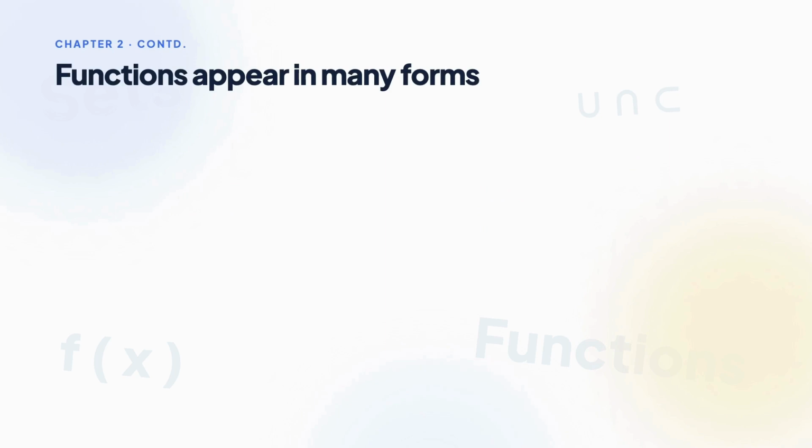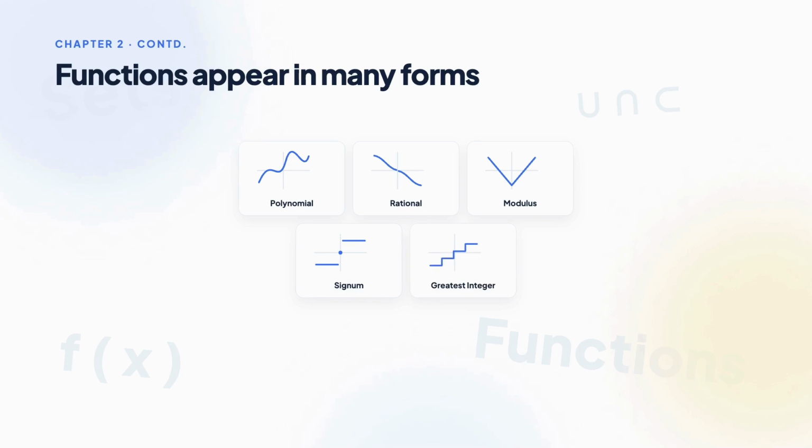Functions appear in many forms. Polynomial functions model smooth mathematical relationships. Rational functions involve ratios of polynomials. The modulus function gives the distance of a number from zero. The signum function identifies whether a number is positive, negative, or zero, and the greatest integer function rounds a value down to the nearest integer. Learning to recognize these functions and their graphs is an important part of this chapter.